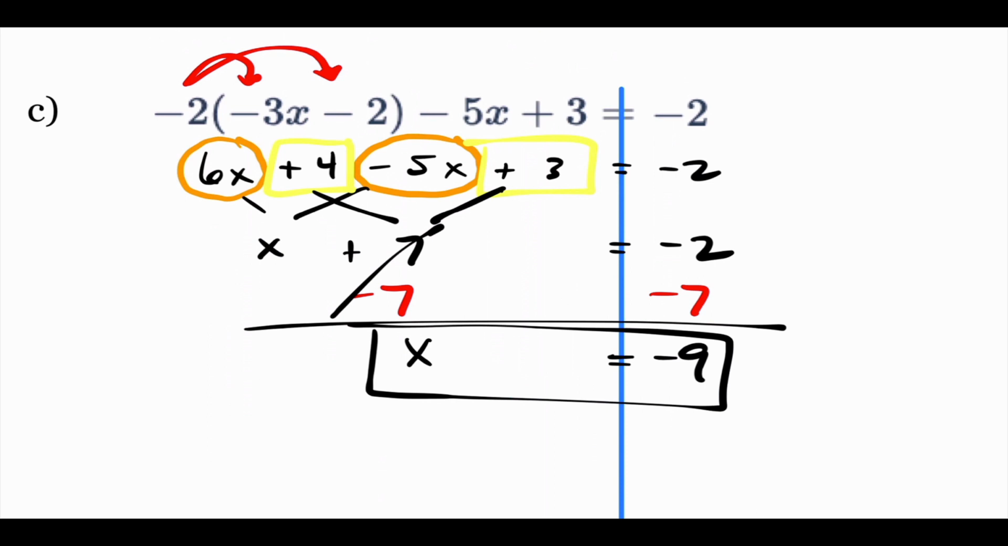Okay, so I've got a quick question before we go on to the next one. The yellow and the orange: I didn't do the opposite. I didn't have to change 6x to negative, or change negative 5x to positive. Should I have? No. Why not? Because they're on the same side. I had to with positive 7, minus 7, because I went across. Anytime you go across the blue line, you've got to do the opposite. But if you're not going across the blue line, you don't have to do the opposite.